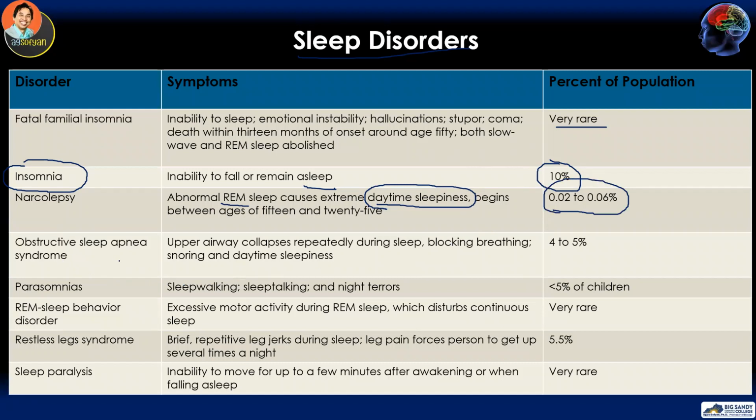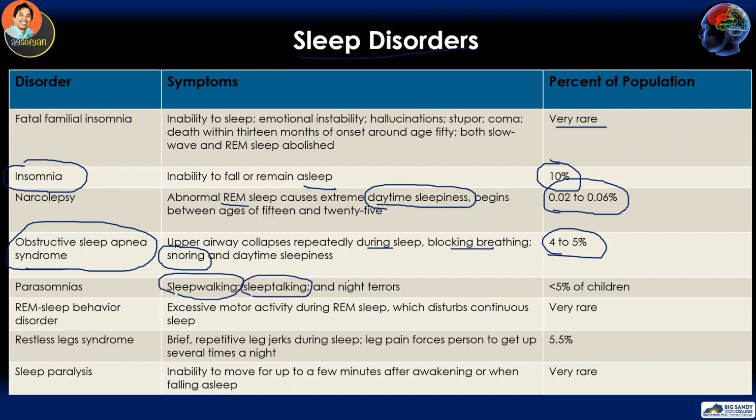Obstructive sleep apnea syndrome. The upper airway collapses repeatedly during sleep, blocking the breathing. Sometimes it will produce snoring. Many people who snore a lot might have this type of disorder, sleep apnea. About 4 to 5% of the population. Parasomnia includes sleepwalking, sleep talking, or night terrors. Less than 5%, especially in children.